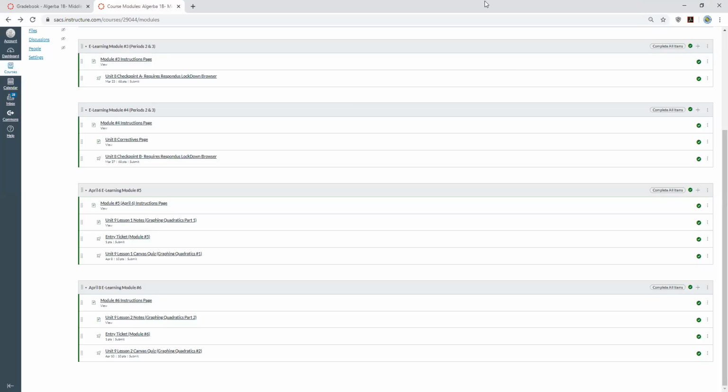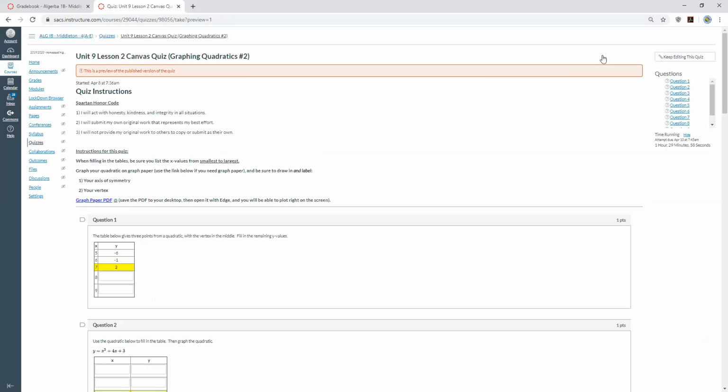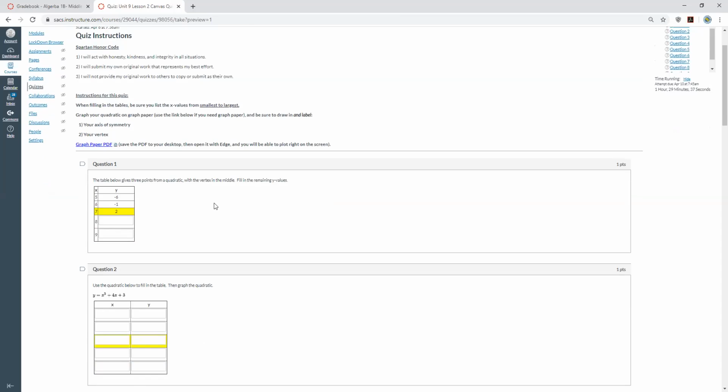So here we're in our modules today, module 6, April 8th. You can get the graph paper either through the module instructions page or through the instructions on the assignment for today. Click on the assignment. I'm going to go to preview so it looks like how you would see it. Okay, so you see here, graph paper. If you save this, right click, save it. I would save it to my desktop, somewhere that's easy to access. Then when you do save it, right click on that file and open it with Microsoft Edge. From there, we'll show you how to write on that.